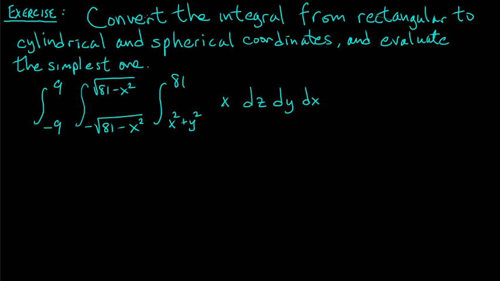So the problem is to convert the integral, and it's a triple integral, from rectangular to cylindrical and spherical coordinates, and then to evaluate whichever one you think is easier. And so it's the triple integral. x is going from -9 to 9, y is going from negative square root of 81 minus x squared to positive square root of 81 minus x squared, and then z goes between x squared plus y squared to 81.